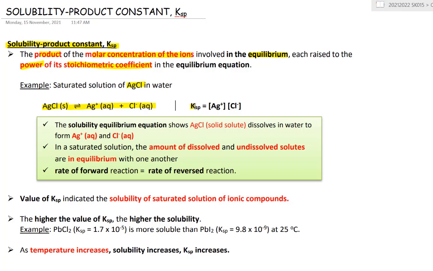So the Ksp expression, we have the concentration of silver raised to power 1 because the coefficient is 1. Cl minus also raised to power 1, coefficient is 1. So the terms explanation is in the green box here. The solubility equilibrium equation shows the silver chloride, which is the solid solute, dissolves in water to form silver aqueous ion and chloride aqueous ion. So in a saturated solution, the amounts of dissolved and undissolved solute are in equilibrium with one another.